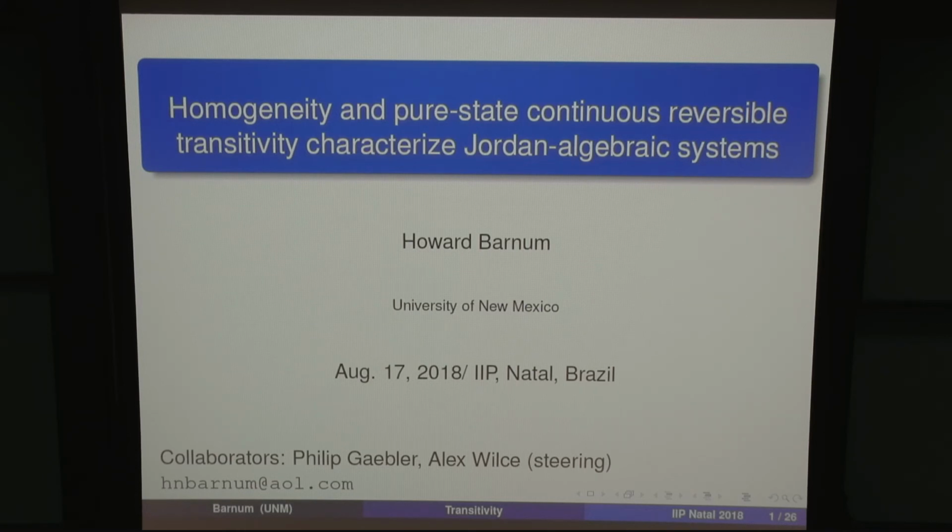So I'll spend the rest of the talk both defining these terms so that you actually understand what this means, and also motivating some of these properties. In fact, I'll spend quite a bit of time on motivating why they might be interesting properties of a physical system.